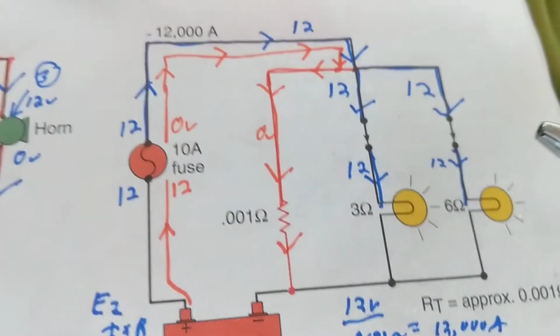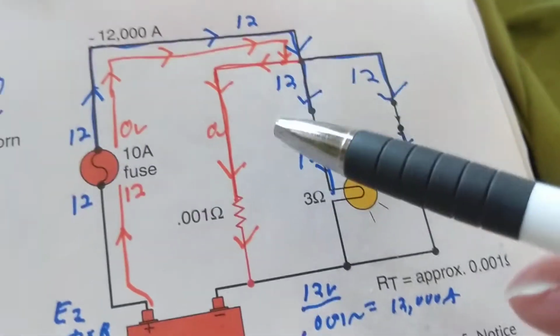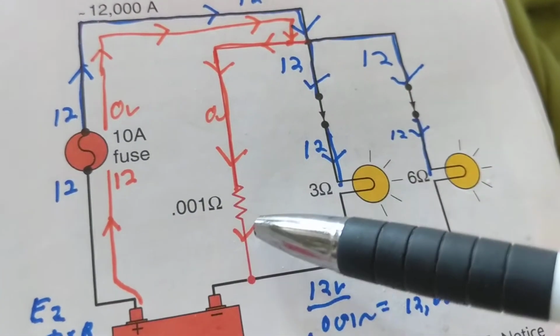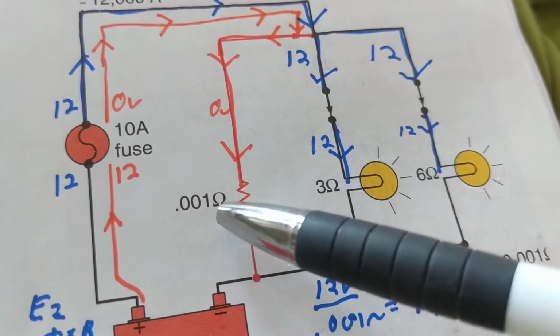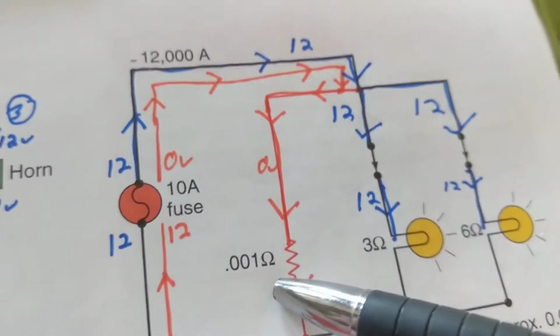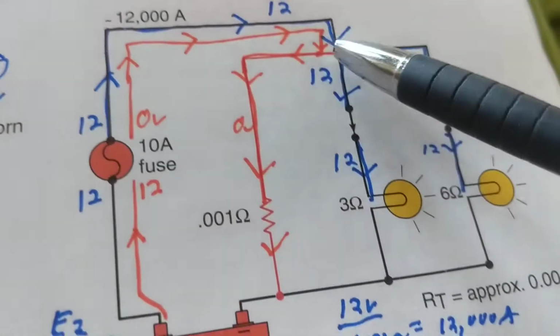Okay? Now let's look at this one. This one, not really a jumper, but there's a resistor with a very, very low resistance, 1/1000th of an ohm. Where do you think the current is going to flow?